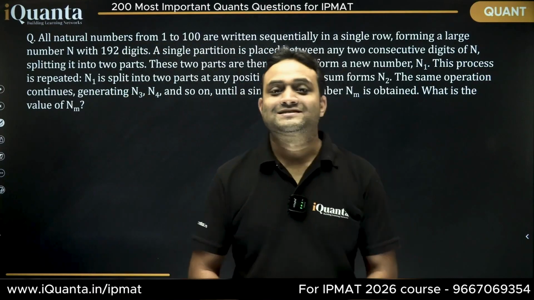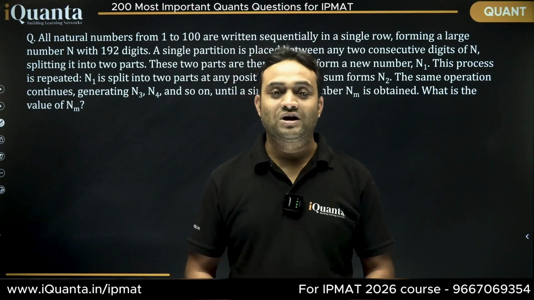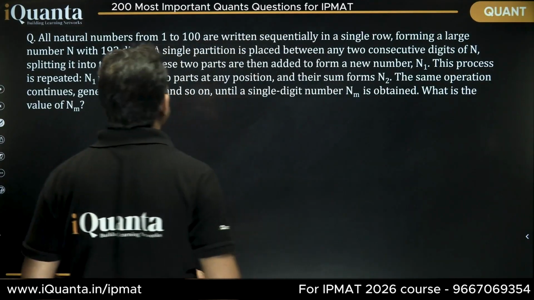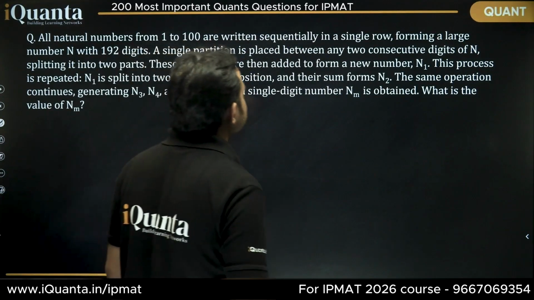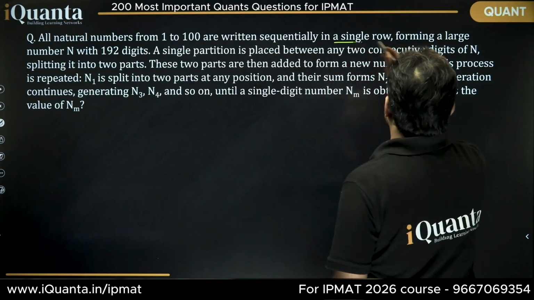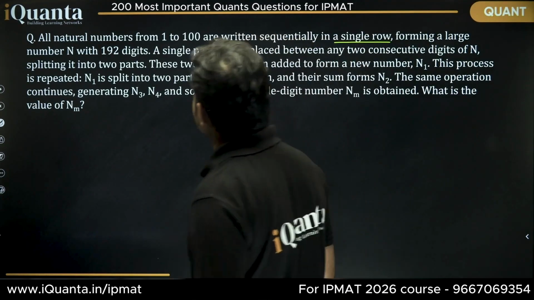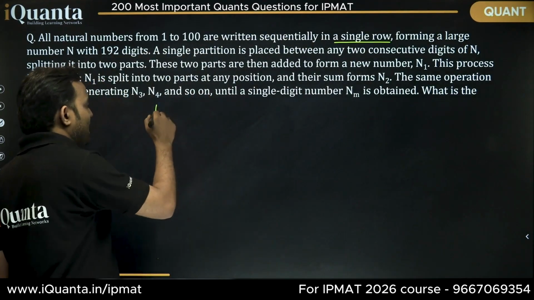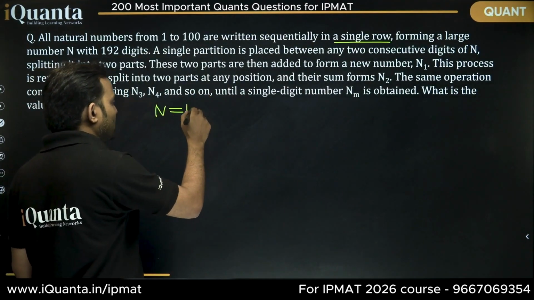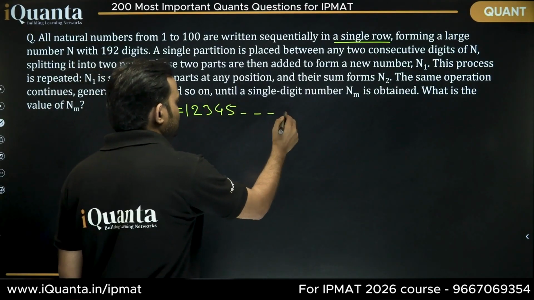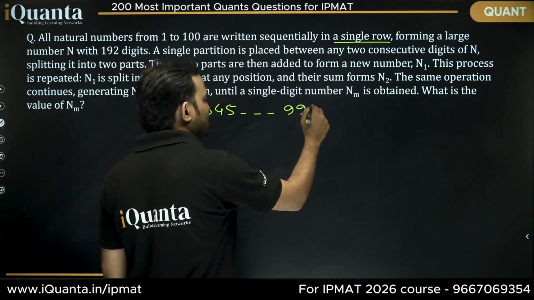Hi, let's discuss another question from the Quant 200 series. It says all natural numbers from 1 to 100 are written sequentially in a single row, forming a large number n with 192 digits. So basically, n is equal to 1, 2, 3, 4, 5, and so on, up to 99, 100.